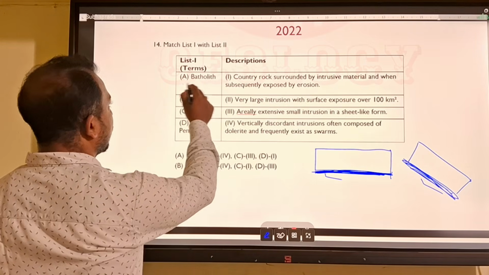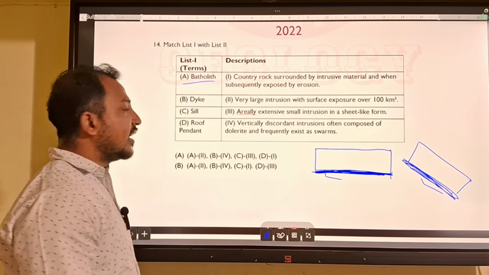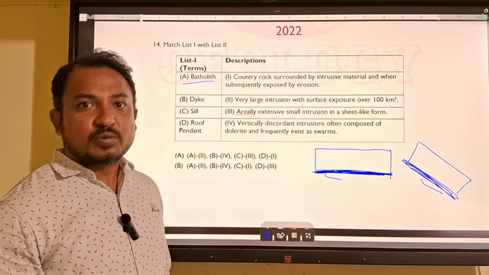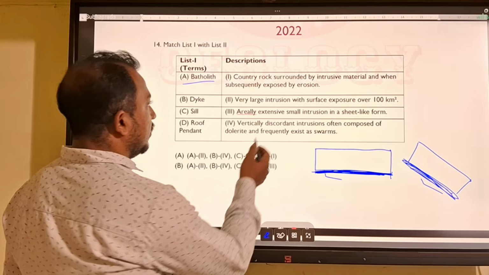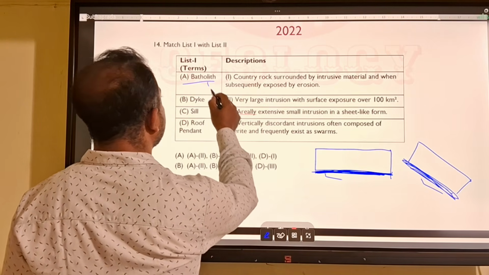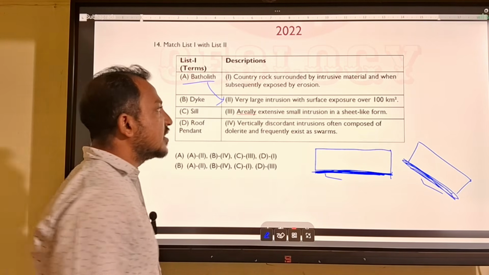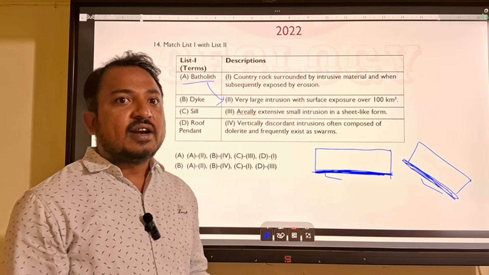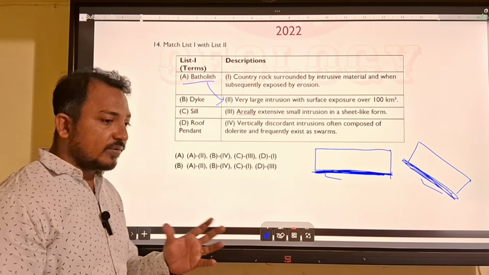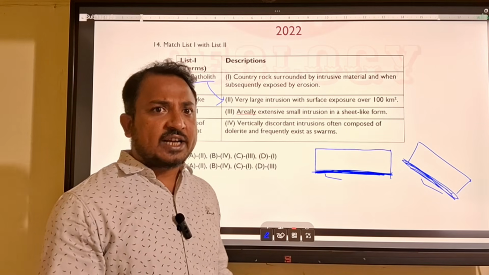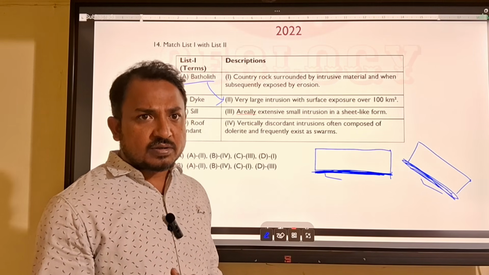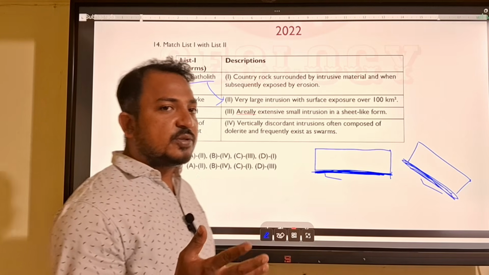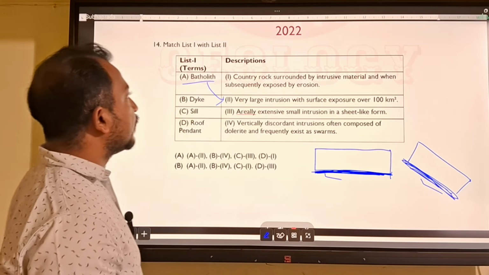So let's see, batholith, it is discordant. The main characteristic of batholith is it should have an areal extent of more than 100 square kilometers. So this option, very large intrusion with surface exposure over 100 square kilometers. So batholith is granitic to granodioritic in composition. A batholith isolatedly exposed on the surface is called a boss or stock. If the exposure is regular, it is called a boss. If the exposure is irregular, it is called a stock.